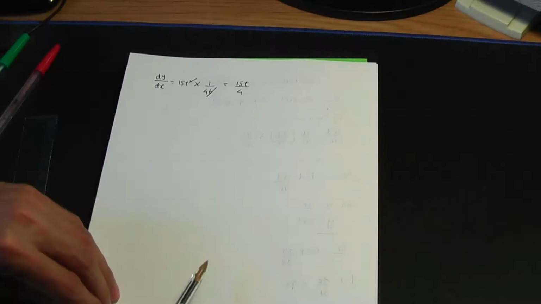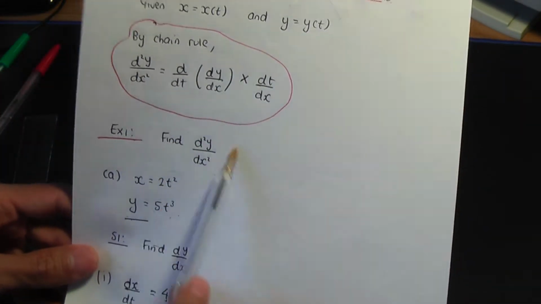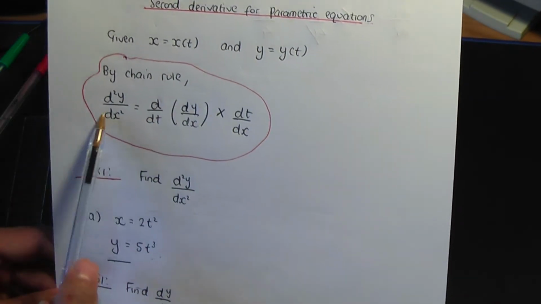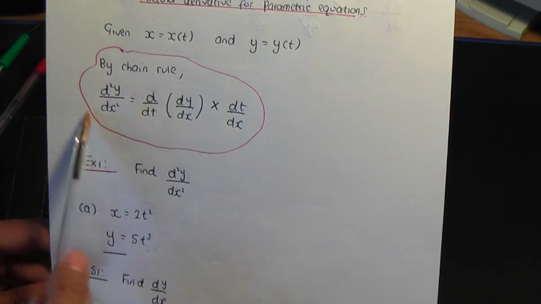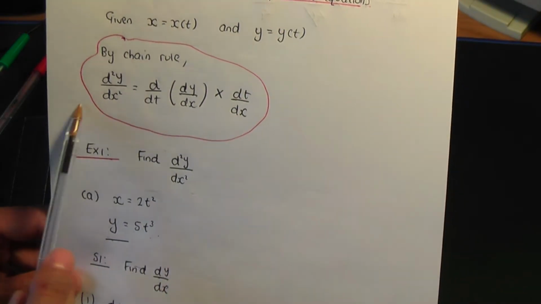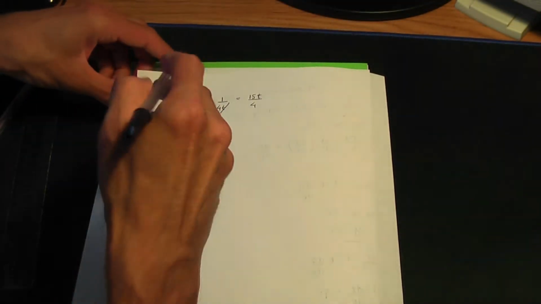Okay, now we need the dy over dx in order to work out d2y over dx squared, the second derivative. And remember, this is the chain rule for the second derivative d2y over dx squared. Okay, so let me show you how this rule is applied. Firstly, let me copy down that rule. So here is my step 2.